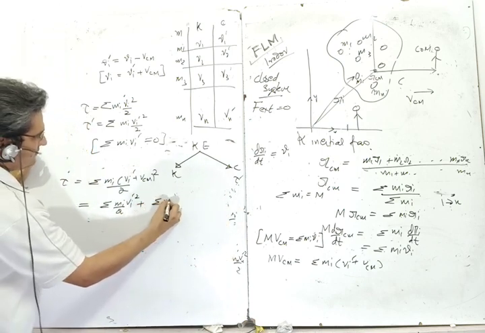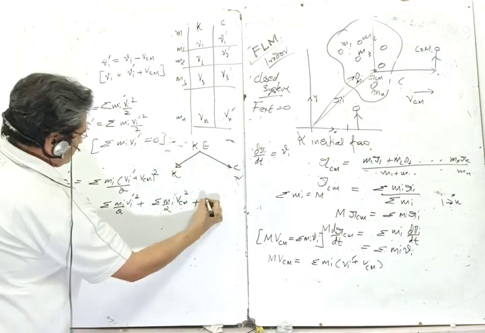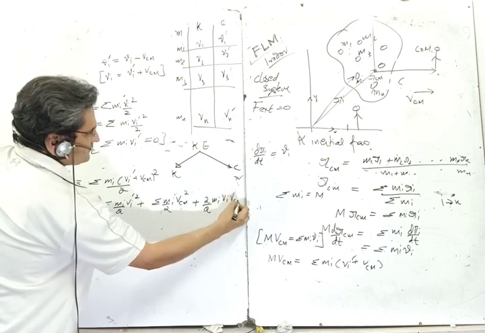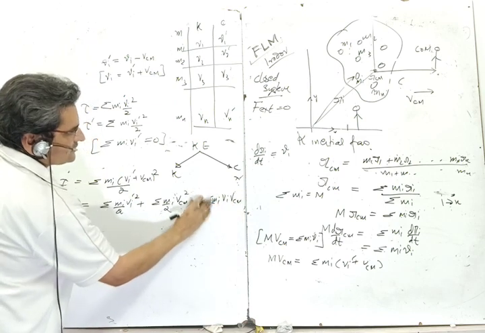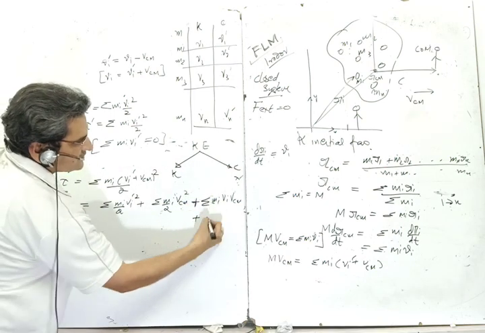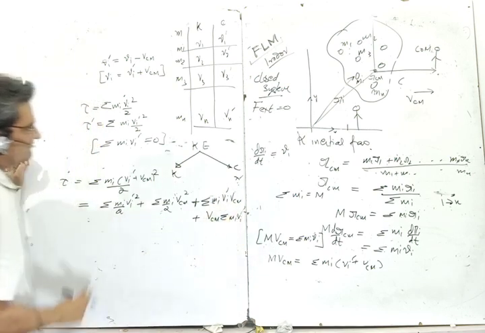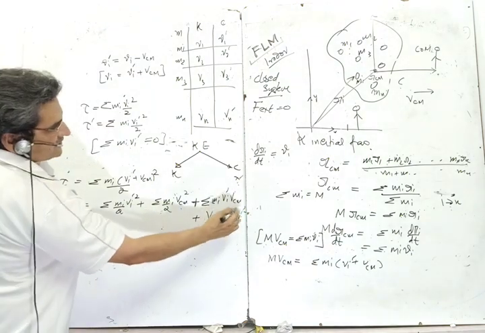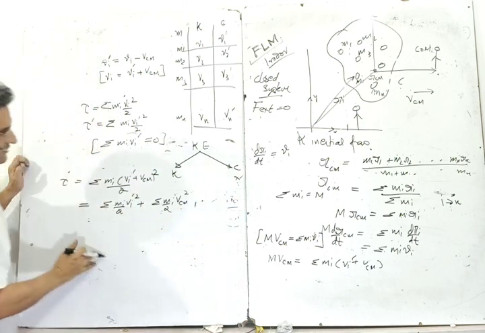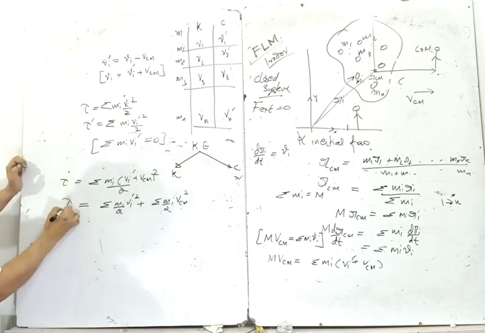Plus sigma mi upon 2 vcm whole square, plus twice upon twice mi vi vcm sigma. Sigma I write here, 2 by 2 is cancelled. So this is the relationship I have got, and I can take vcm out. Vcm is constant, sigma mi vi dash. Now this sigma mi vi dash is interestingly 0. So this term vanishes. Now I got a very interesting result. So this is the equation which I was looking for.